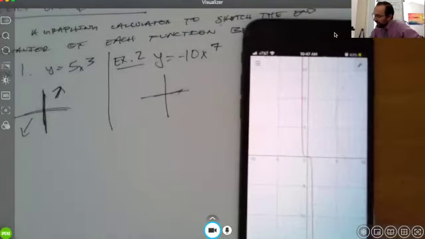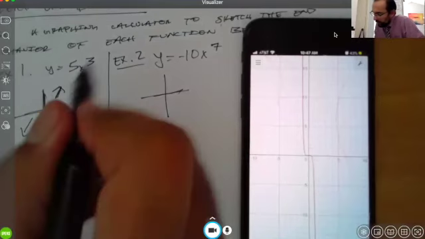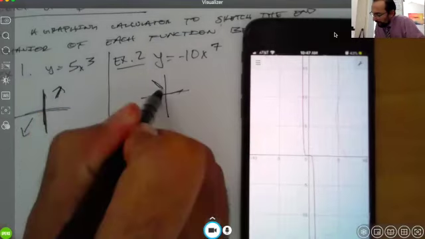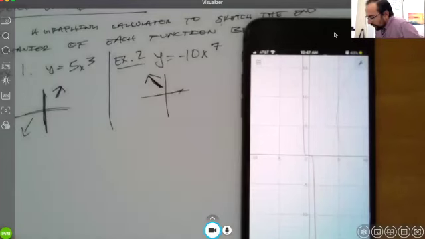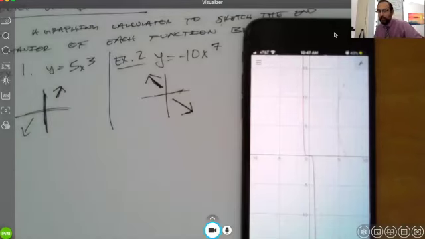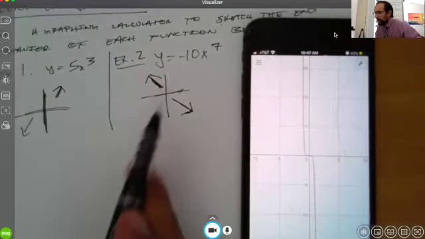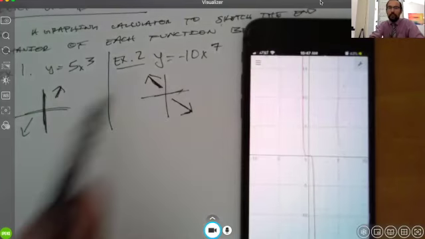So now I look at the left side. It's not going down anymore. It's going up. So again, I'm going to go ahead and put an up arrow right here on the left side. And then on the right side, it's going down. So I'll put a down arrow here. And that's it. That is the end behavior of this function. I don't care about what's happening in between right now. All I care about is the end behavior.